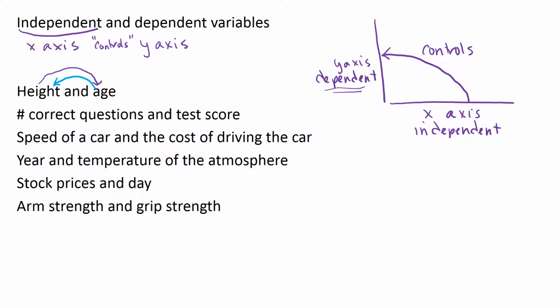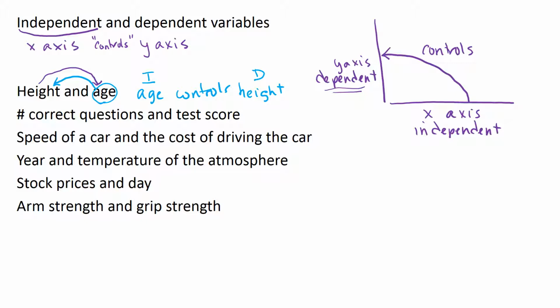As you get older, it's going to increase, flatten out as an adult, and then maybe decrease a bit when you become a senior citizen. So age controls your height. So that means age is the independent variable and height is the dependent variable.